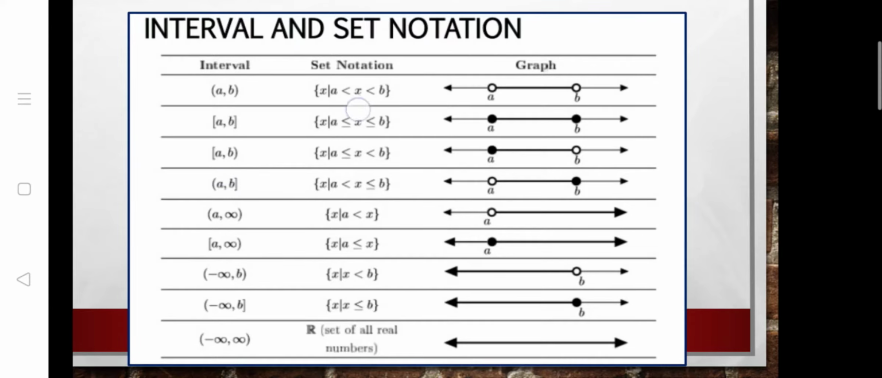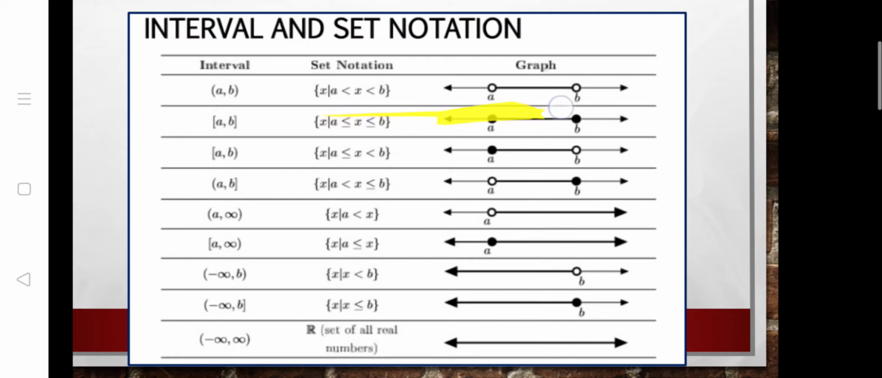so in set notation, we have this form. It is read as x such that x is greater than a but less than b. Okay, greater than a, ibig sabihin, a is not included, and less than b, ibig sabihin, b is not included. Okay, so they are the same notation. Okay, so this is in interval notation and this is in set notation.